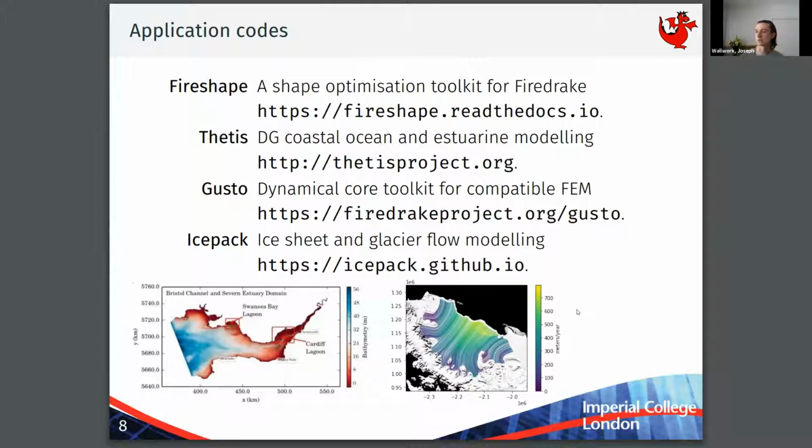We've also got a coastal ocean and estuarine modeling toolkit called Thetis, an atmospheric modeling toolkit called Gusto, and then Icepack is an application code that does ice sheet and glacier flow modeling. There are a couple of examples at the bottom there from Thetis and Icepack.